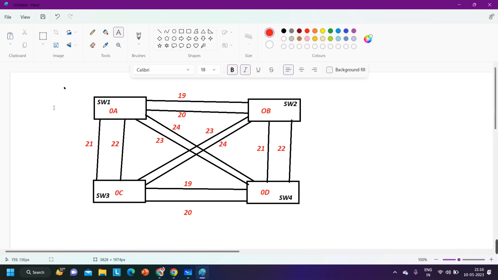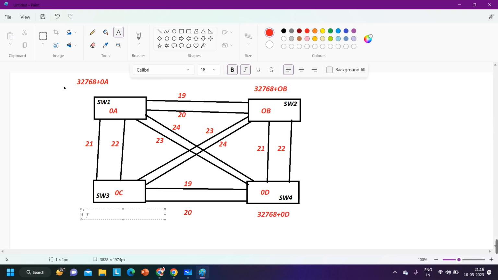Done. Okay, first of all, the bridge ID of switch 1 will be 32768 plus 0A. Bridge ID of switch 2 is 32768 plus 0B. Then 32768 plus 0C, and here 32768 plus 0D. Done.